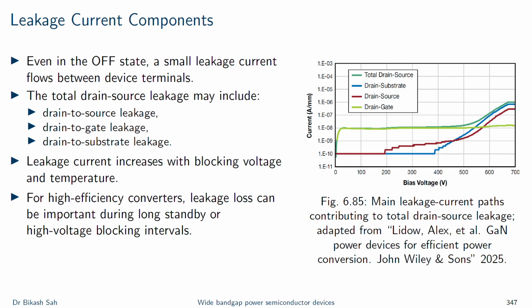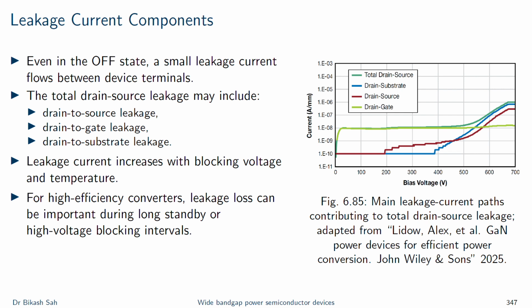In high power converters, leakage may not dominate at full load, but it can matter at standby operation as well, in high voltage blocking intervals, thermal runaway analysis, etc. So leakage is also a diagnostic indicator. Excessive leakage can lead to field crowding, surface degradation, dielectric stress, or it could be a manufacturing defect as well, right? So if we have a higher leakage, then we could say that this device is not a particular one that we really want to have.